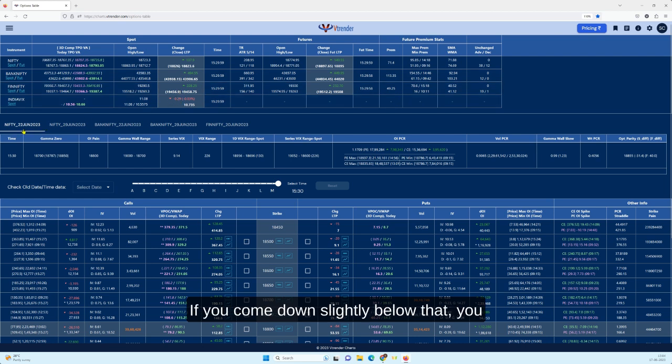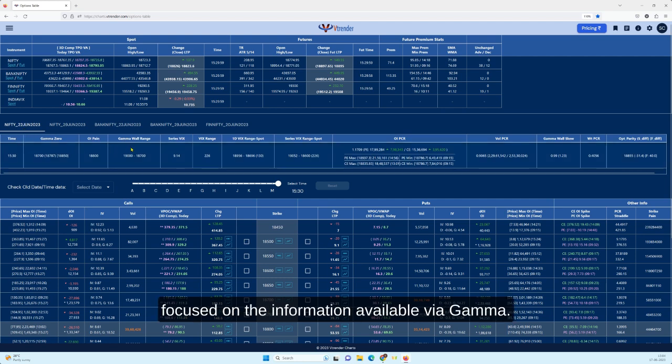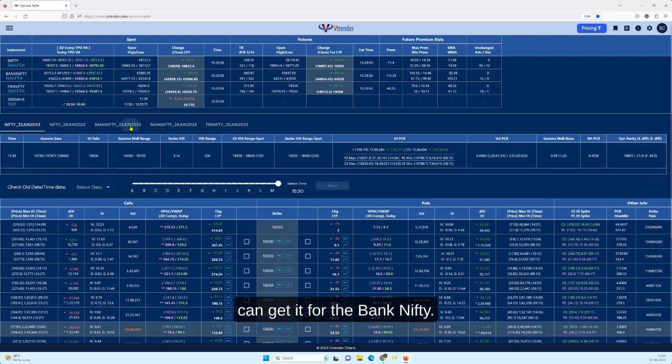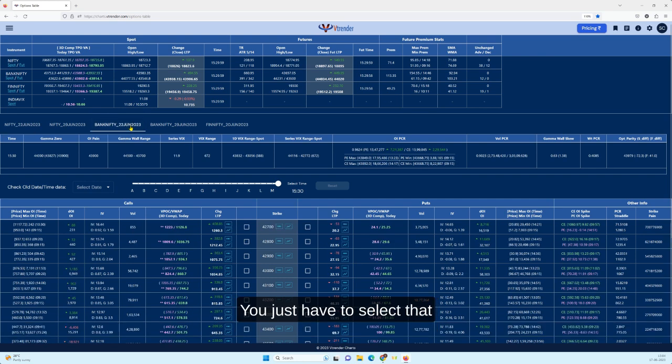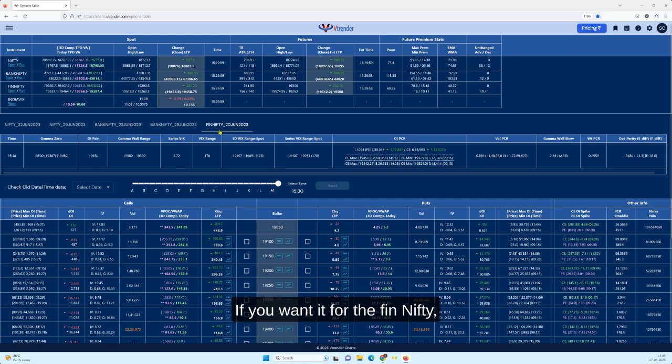If you come down slightly below that, you get a section over here where we are focused on the information available via Gamma. So you get it for the Nifty, you can get it for the Bank Nifty. You just have to select that, and it changes to Bank Nifty. If you want it for the Fin Nifty, you'll be getting the Gamma wall range. Now this is something which we will discuss in the videos coming up.